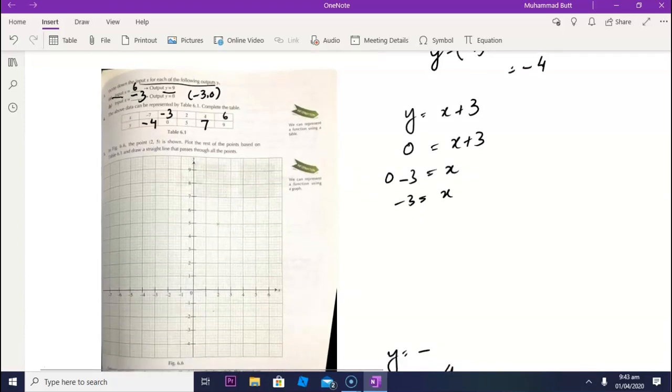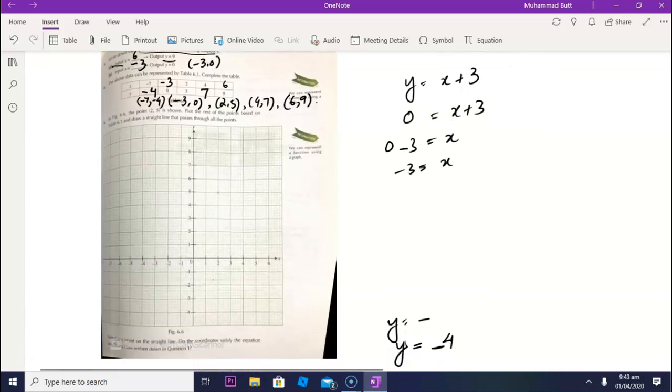From this table, you can make the ordered pairs. For the first values, the ordered pair will be minus 7, the x coordinate first and the y coordinate later, minus 4. The second one would be minus 3 and 0. The third ordered pair will be 2, 5, and then the fourth ordered pair will be 4 and 7, and the last ordered pair will be 6, 9. In question number 5, they are telling you that the point 2, 5 is shown. Plot the rest of the points based on table 6.1 and draw a straight line that passes through all the points. We have drawn the ordered pairs before on the graph paper.